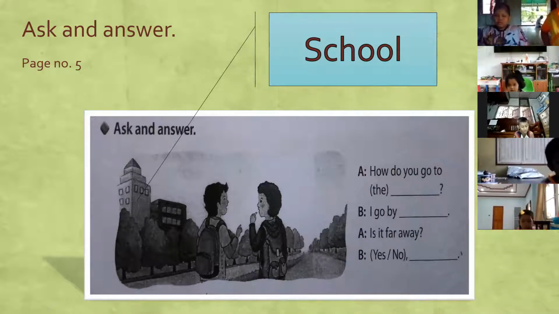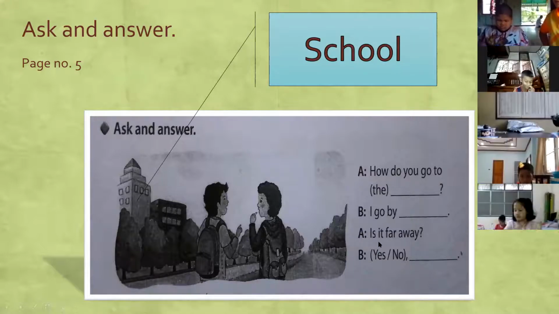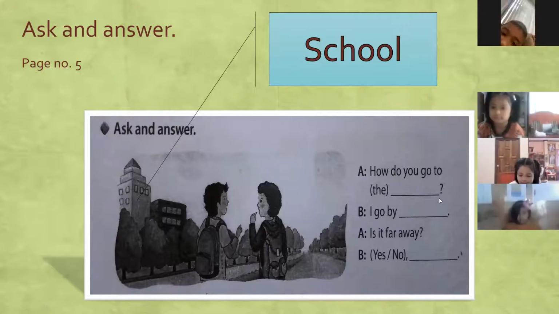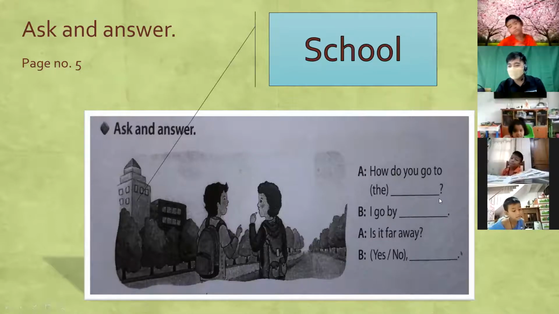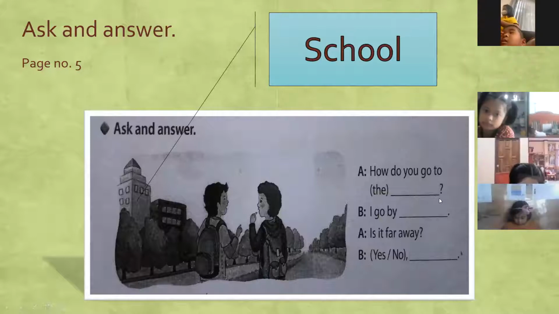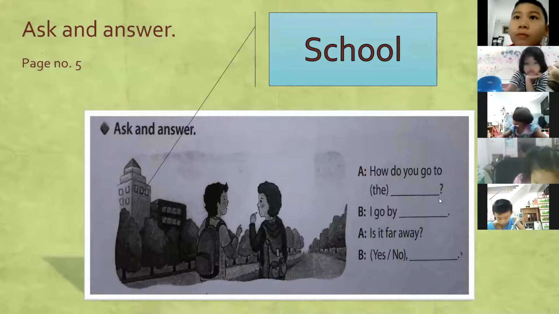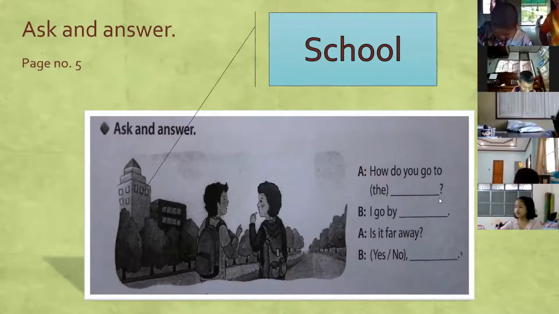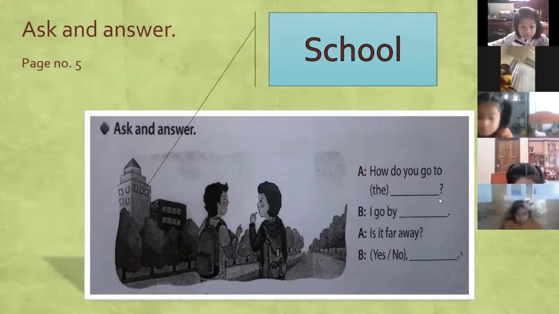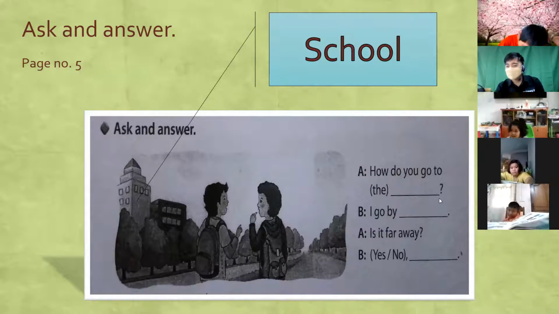How do you go to the school? I go by car. Okay, is it far away? Yes. Okay, thank you very much. Taksapuan, it's correct. So how about who else? Who's finished? Wachiravit, are you done? Who else?